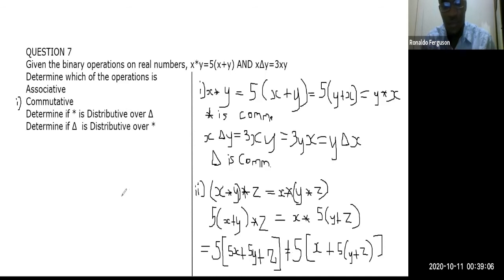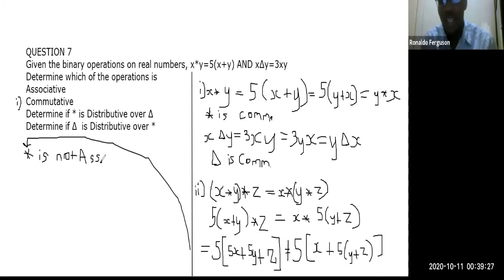And so let's continue over here. So what we can say is star is not associative. Continue part 2 right here. I put ASS for associative. Not say the word, just ASS. That's for associative. So star is not associative.